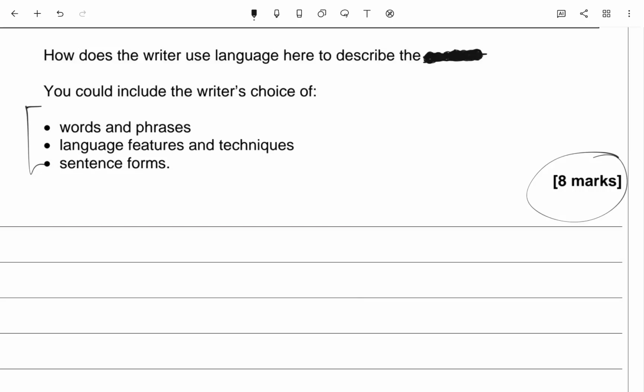So how many paragraphs are you writing? You're looking to write 2 to 3 petal paragraphs, okay? If you want to write more, then that's fine. And ideally, the more points you make, the more marks you are likely to get.